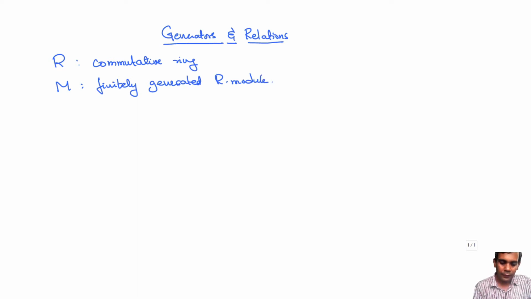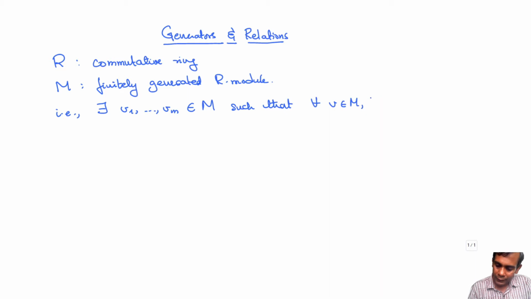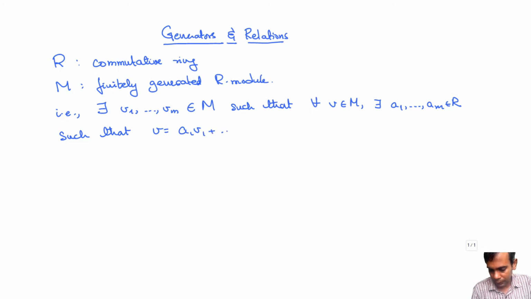What does that mean? That means that there exist elements V1 up to Vm in M such that if you take any element V in M, you can find scalars, or rather elements of the ring, A1 to Am in R such that V is of the form A1 V1 plus Am Vm. V is equal to this. This is just the definition of being finitely generated.